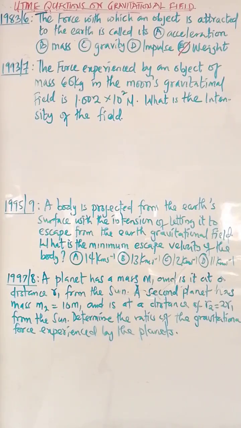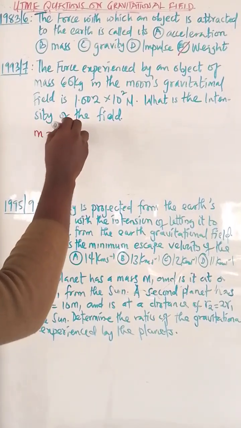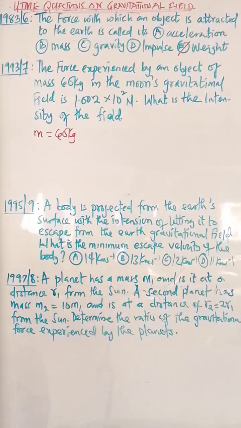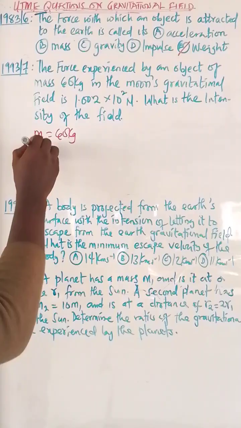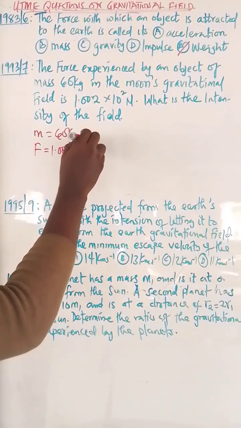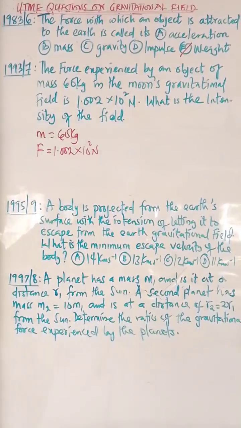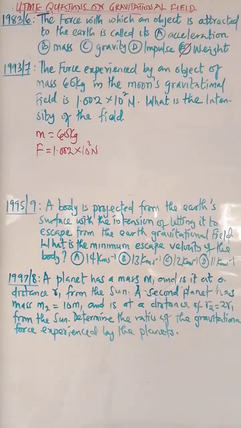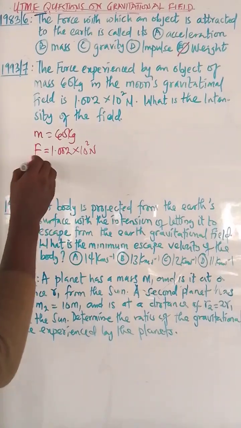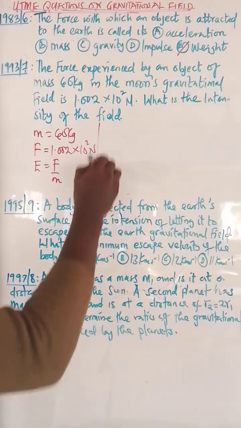Next, the force experienced by an object of mass 60 kilograms in the moon's gravitational field is 1.002 times 10 to the power 2 Newton. What is the intensity of the field? What is the electric intensity? Force per unit mass. As simple as that. So we just divide straight.